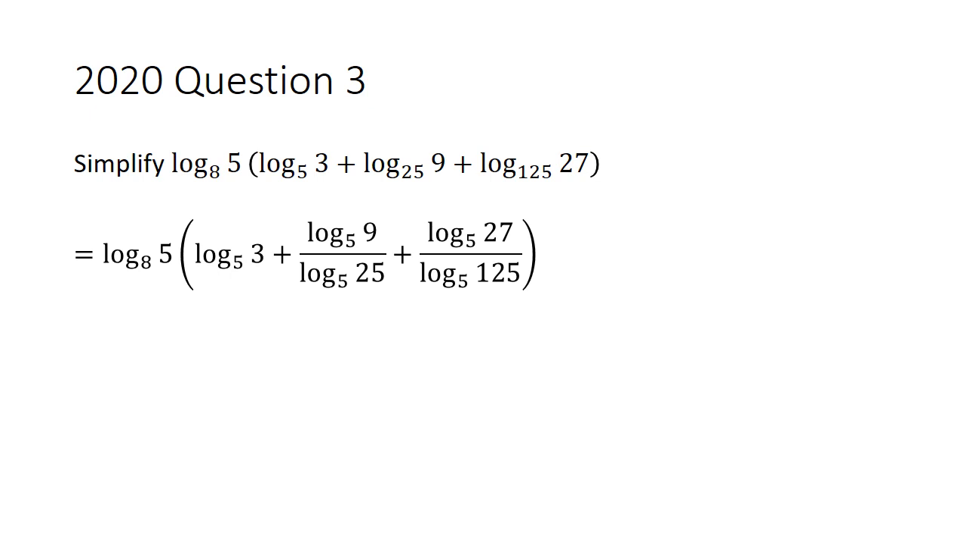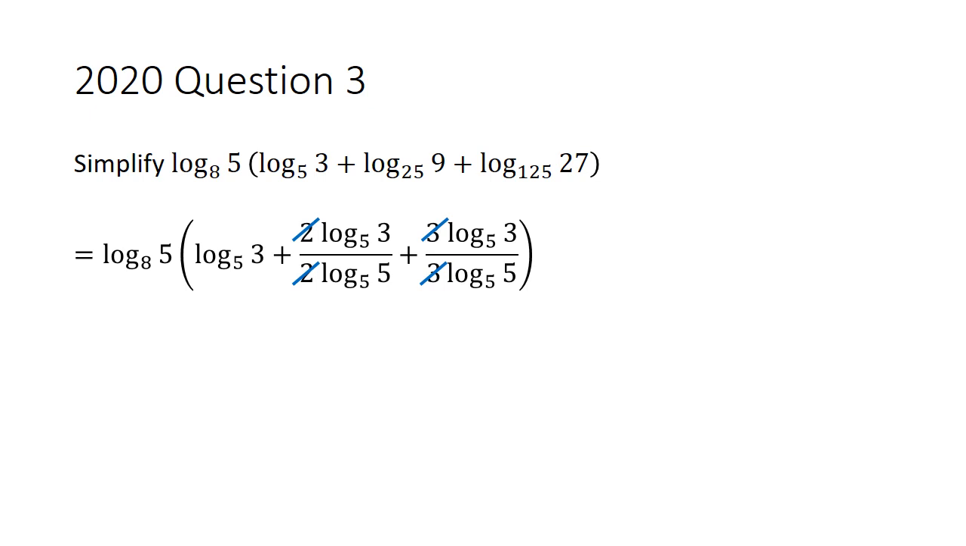Now we know that 9 is equal to 3 squared, 25 is equal to 5 squared, 27 is equal to 3 cubed, and 125 is equal to 5 cubed. So we can convert them all into powers. Then we'll use the power law to simplify it further. So we take out the powers. For example, log base 5 of 3 squared will become 2 log base 5 of 3. This is very nice because we can cancel the 2's on the numerator and denominator of the fraction as well as the 3's for the last term.